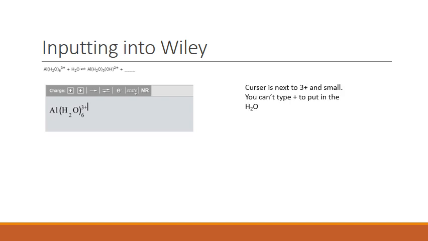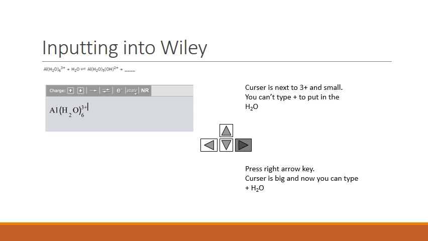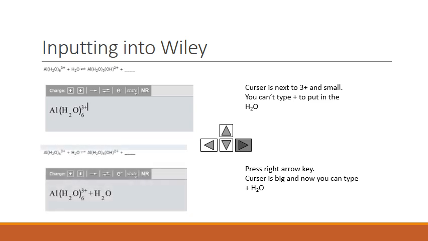Okay, the cursor is next to the 3+ and it's small. You won't be able to type a plus to get your water in. Once again, your right arrow key will make the cursor big and we'll put it next to the first molecule. You can now type your plus and your H2O to get your reactants. Be sure to type a double-headed arrow or click on the double-headed arrow in your equation editor.